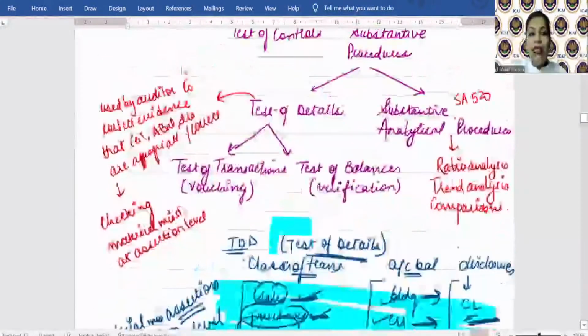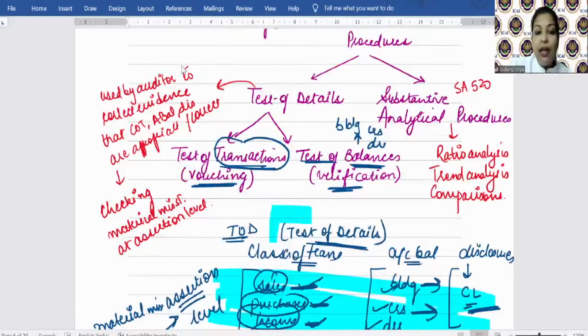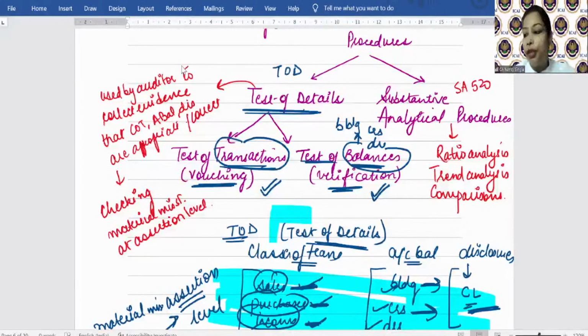So when the auditor is testing the transactions, we call it vouching. And when the auditor is testing the balances, like building balance, creditors, debtors, it is verification. The transactions occur during the period and the balances are as on a particular day. So when the auditor is performing test of details, TOD, he is basically performing vouching and verification. And again, how? By performing audit procedures.